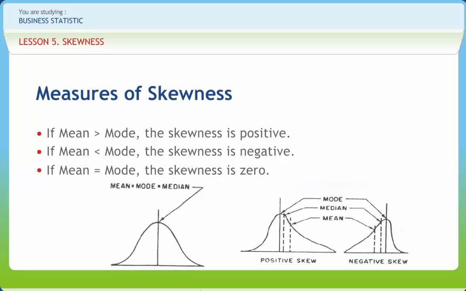Positive skewness results if some observations of higher magnitudes are added to a symmetrical distribution so that the right-hand tail of the frequency curve gets elongated. Negative skewness results when some observations of low magnitudes are added to the distribution so that the left-hand tail of the frequency curve is elongated, as shown in the figure.